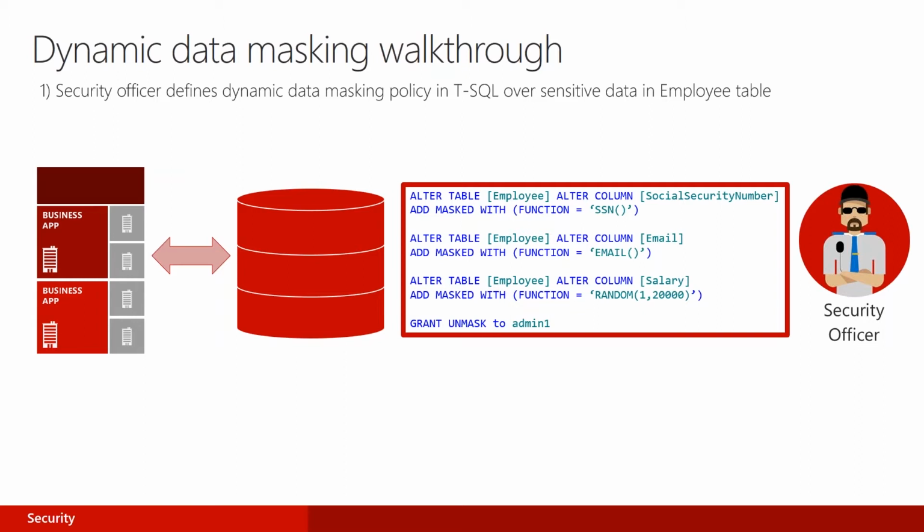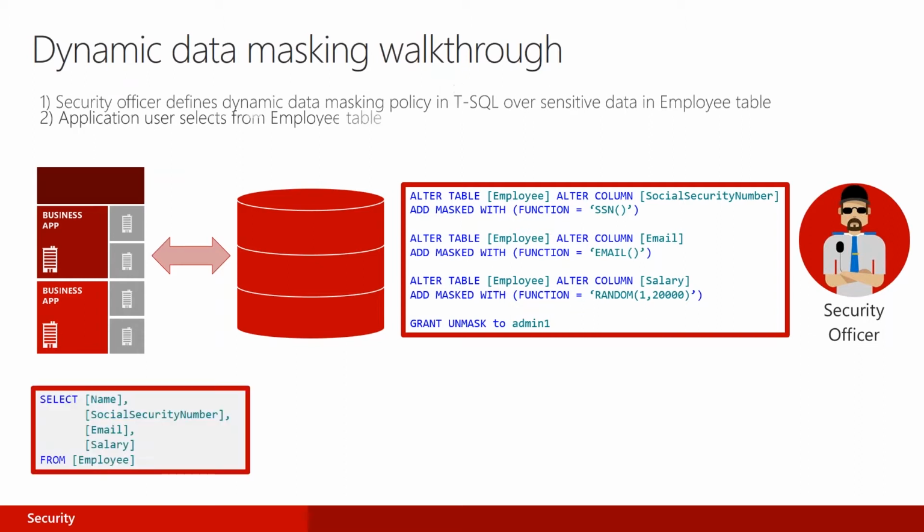If I want to have the salary column, as you'll see there in the sample code, show just some random value so people don't know how much my employees actually make when they query the data, then it's going to put a random value between 1 and, in this case, 20,000. The key with all of these, though, is that none of the data on the server is actually modified. All the data is stored in its normal, actual, real data points, but this data is masked again as it's brought off of disk. And then in this case, admin 1 is going to have unmasked permissions.